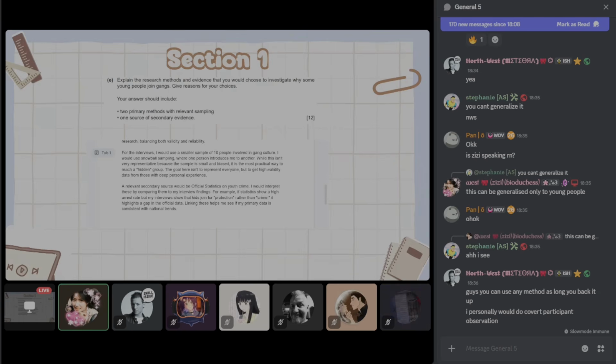So, my secondary source that I chose would be official statistics on youth crime. I would interpret these by comparing them to my interview findings. For example, if statistics show a high arrest rate, but my interviews show that kids join for protection rather than crime, it highlights a gap in the official data. Linking these helps me see if my primary data is consistent with national trends. So, that's from my end at least. Does anyone have any questions?